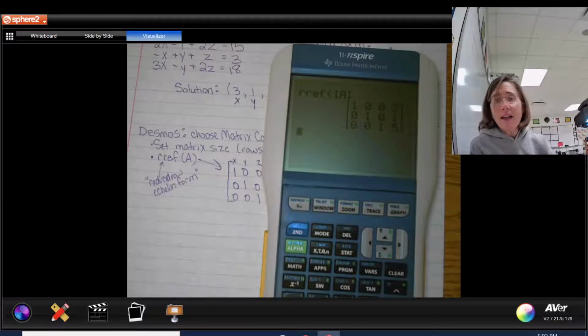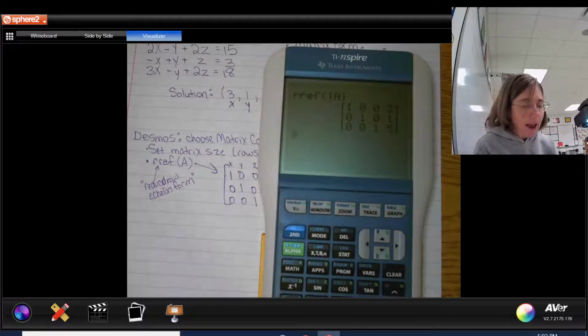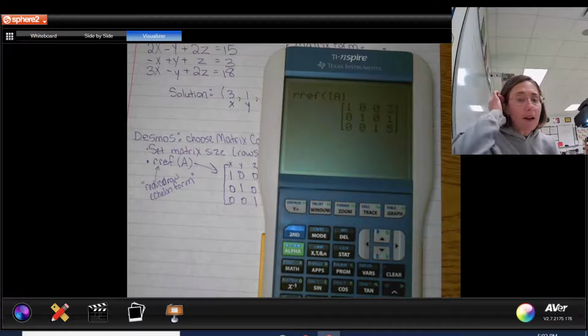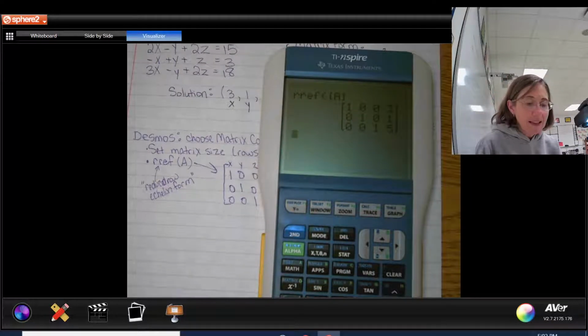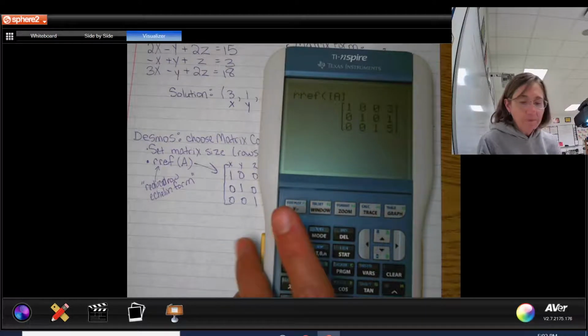And I'm going to hit enter, and ta-da, that is the same matrix we have from using Desmos a little bit ago in reduced row echelon form. So that's telling us that X is 3 and Y is 1 and Z is 5. So it's good that it gave us the same information. So there's how we graph on there.